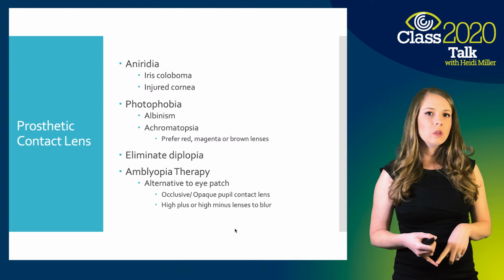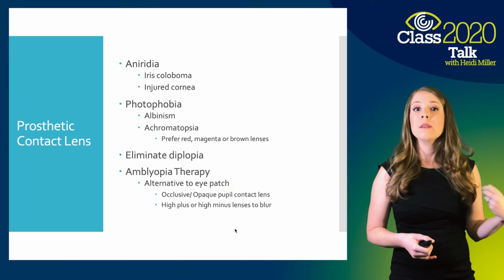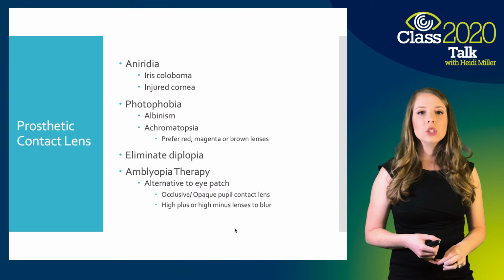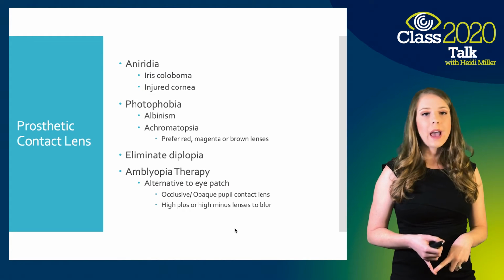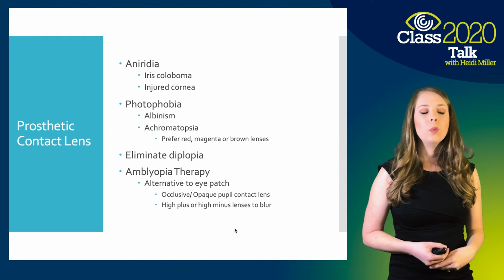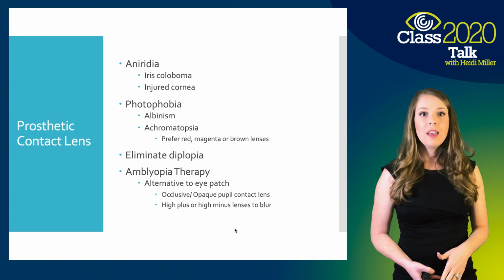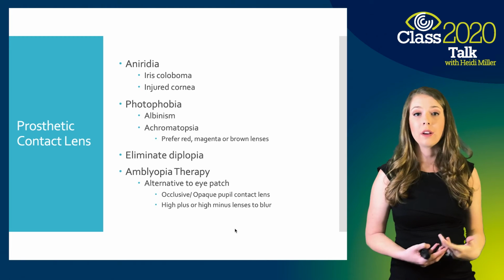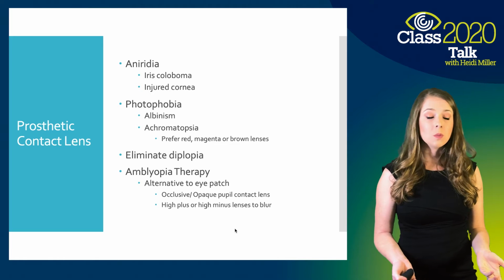The other option that you can do if a parent is concerned with cosmesis or maybe cost of an opaque pupil lens, they can do a high-powered plus or a high-powered minus lens. And what that will do is it essentially does the same thing as an opaque would, where it blurs out the good seeing eye significantly enough that they don't use that eye anymore and they'll use the other amblyopic eye. And so that can be an effective treatment as well.